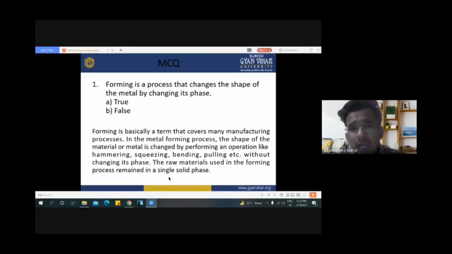We have seen that forming is a process that changes the shape of the metal by changing its shape, not its phase. Here, phase changing means liquid to solid, or solid to gas. But in the metal forming process, we see billets becoming sheets, billets becoming wire, and billets becoming rods. So this statement is false, because forming is a process that changes the shape of the metal, not its phase. Here is the description of the multiple choice questions.